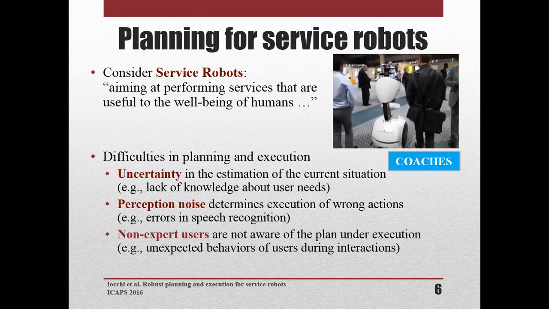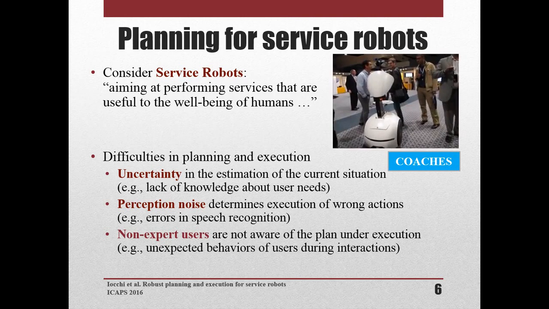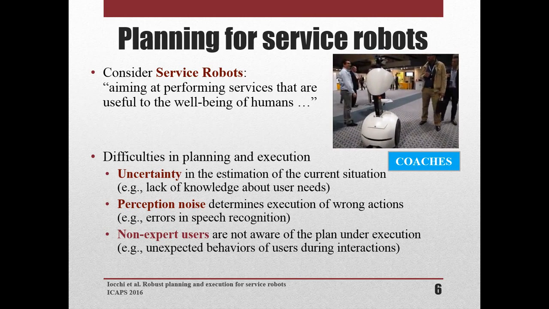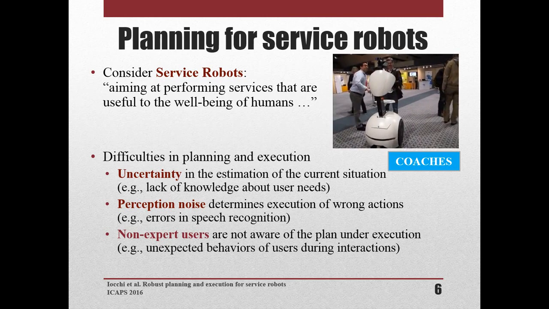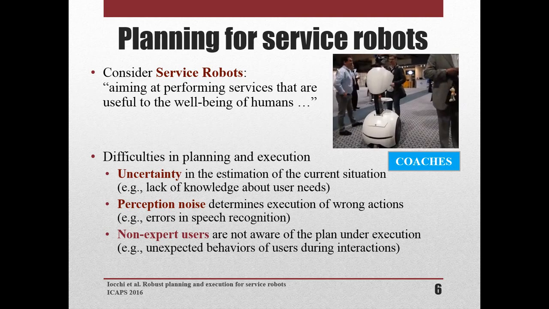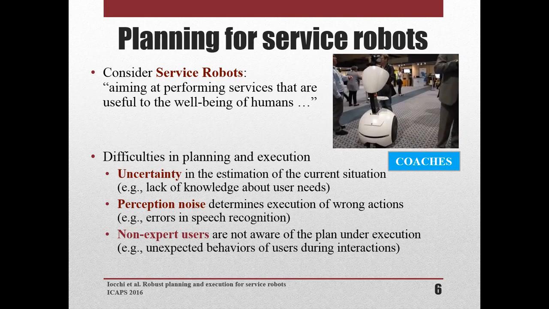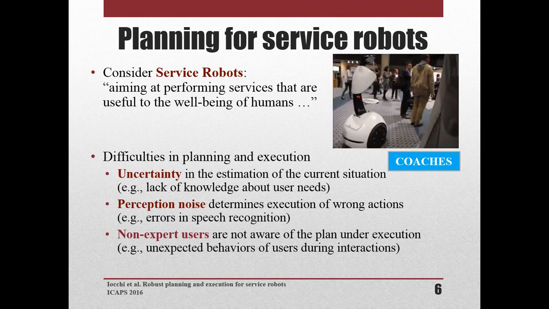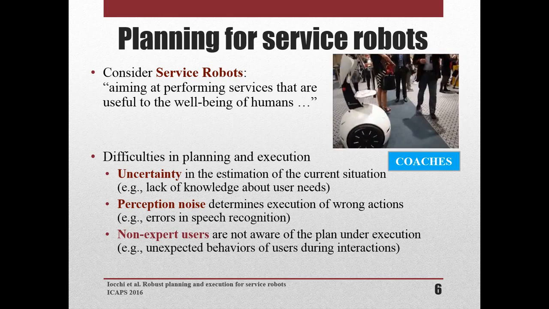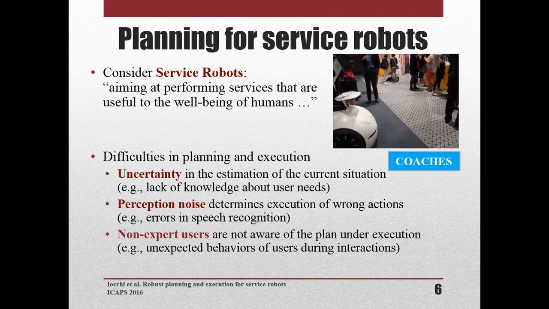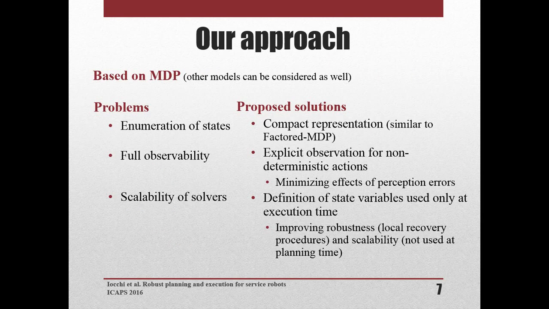First of all, of course, there is uncertainty in the estimation of the current situation, and if the robot evaluates its state wrongly, it will execute the wrong action. But one of the most important things is that service robots are assumed to interact with non-expert users. Non-expert users are not aware of the plan that is under execution, and this means that many unexpected user behaviors will happen. Children will try to climb on the robot or will move the sensors, and this is something that is not considered at any of these levels, but it happens in these situations. Here you see an example of an environment in which we deployed our system. Our approach is based on Markov decision processes, and we have tried to attenuate some of the problems that you have when you use MDPs.